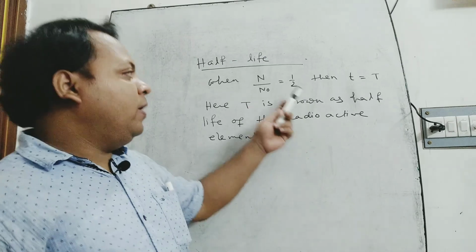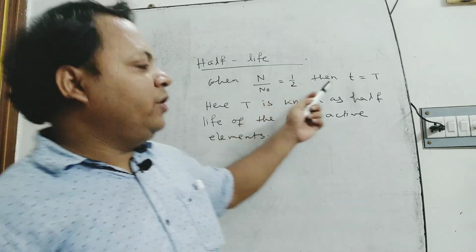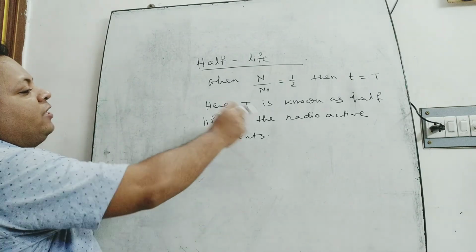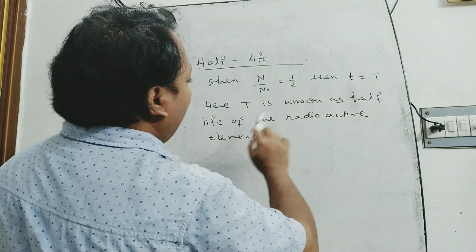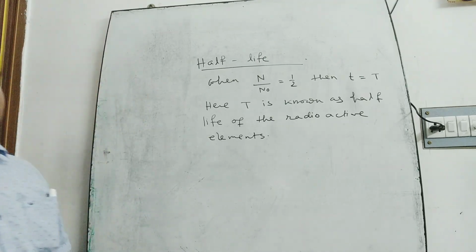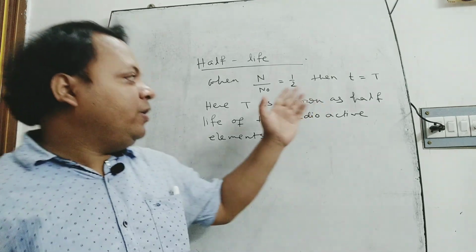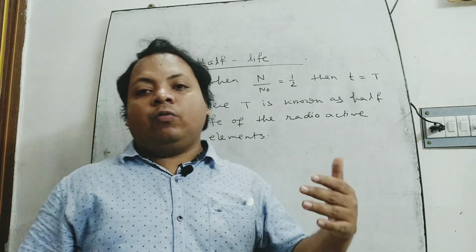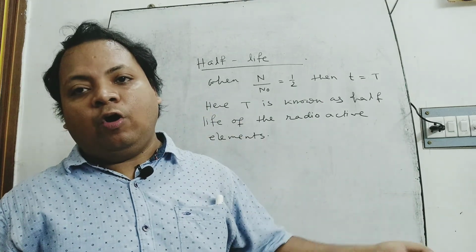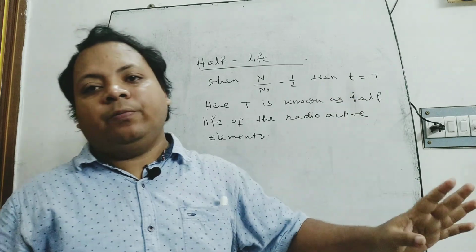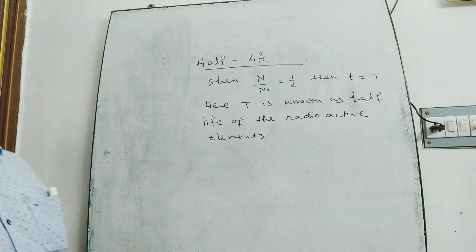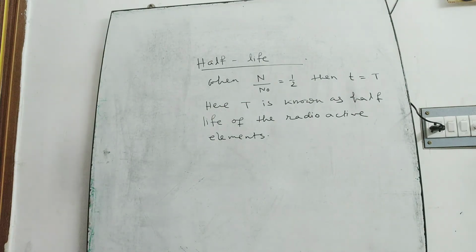When N by N0 is equal to half, then small t is equal to capital T. Here capital T is known as the half-life of the radioactive element. That is, after capital T time, the number of radioactive atoms becomes half of its initial number. Then capital T is known as half lifetime or half-life of that radioactive element.